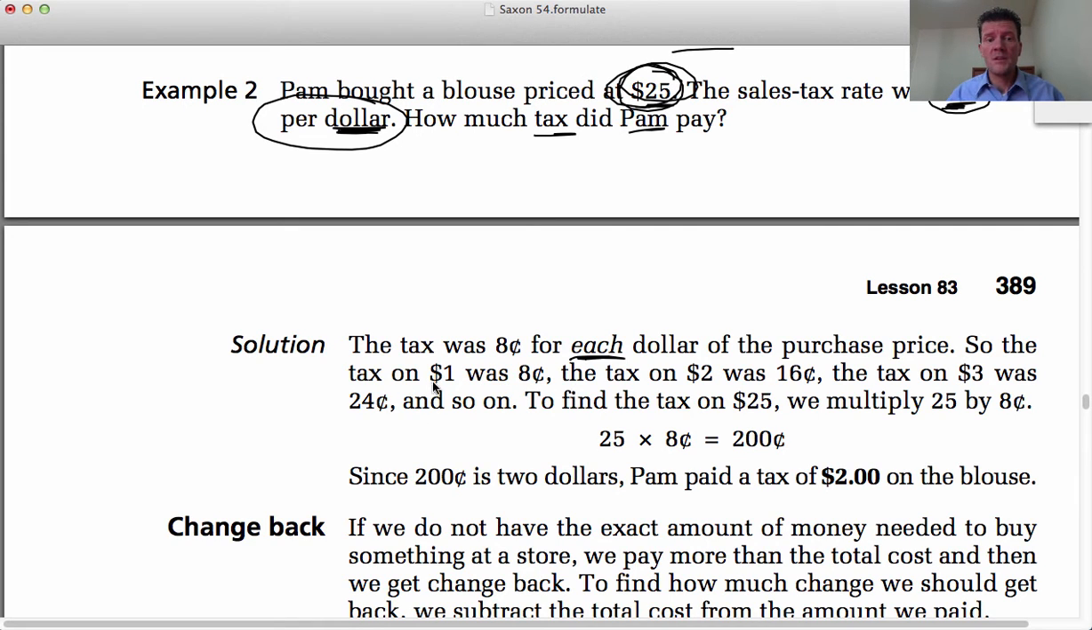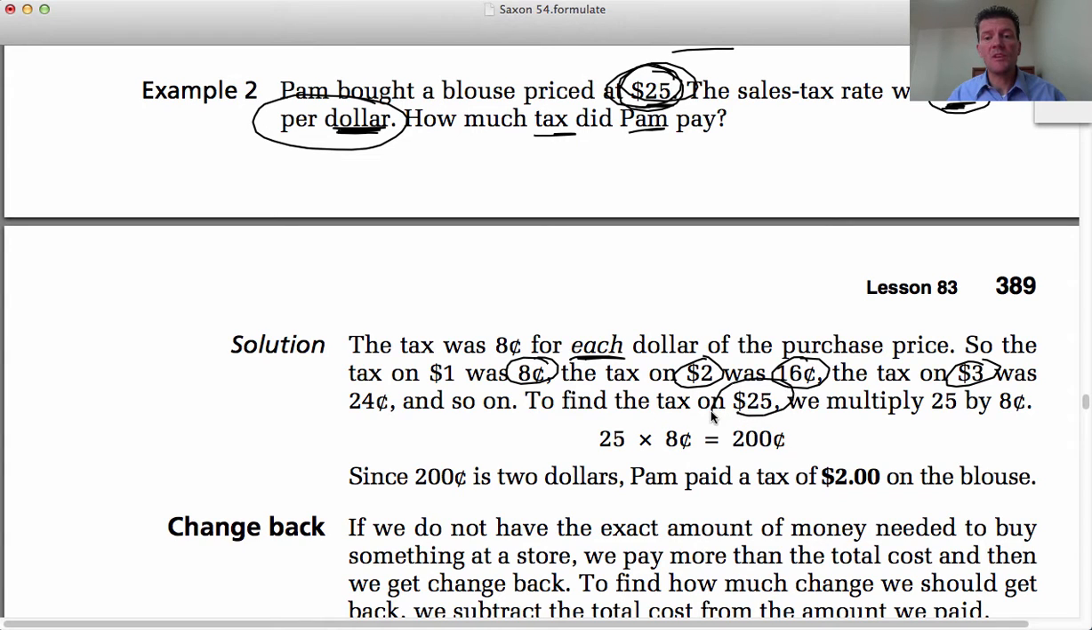Okay? So if she only spent $1, then you would add on 8 cents. If she spent $2, then you would add on 8 cents and another 8 cents, a total of 16 cents. If she spent a total of $3, then you would add on 8 cents 3 times. 3 times 8 is 24 cents, and so on.